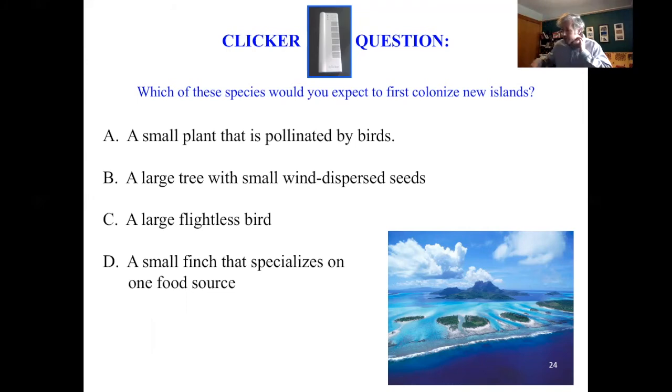Righty, let's just go through this. So rather than me just give you the answer, I thought we'd work through the answers together. Let's get through them one at a time. So which of these species would you expect to first colonize new islands? A small plant that is pollinated by birds.